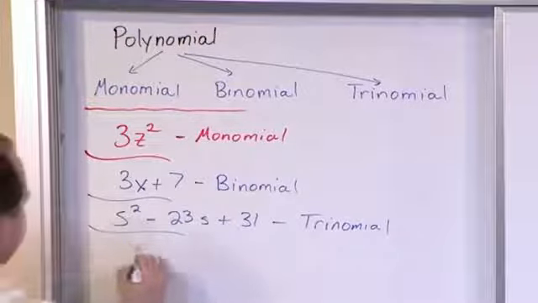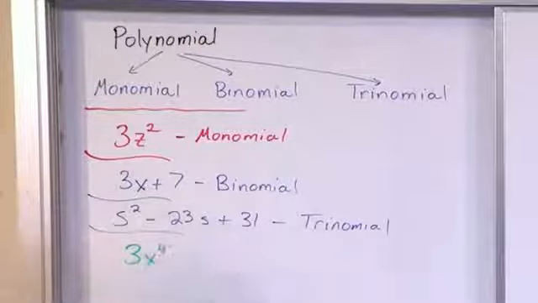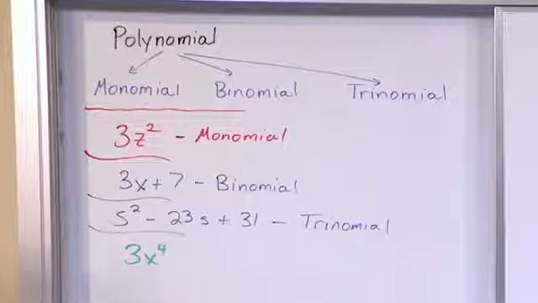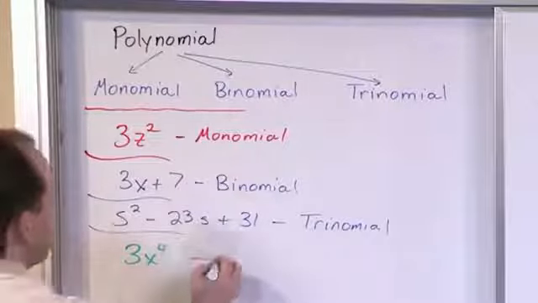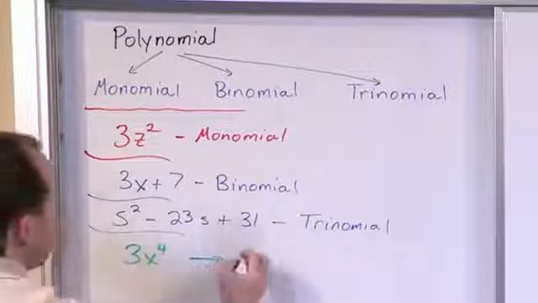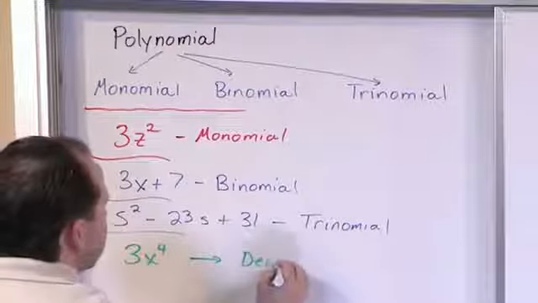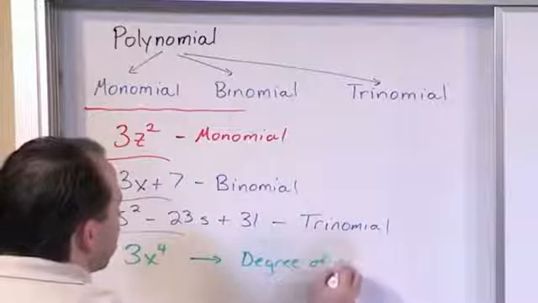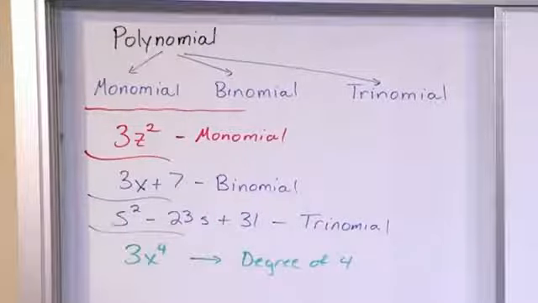What if you had 3 times x to the 4th power? And I ask you, okay, is this a monomial, binomial, trinomial? You should look at this now and say, well, this is a monomial. All right? But what if I ask you, what is the degree of this polynomial? The degree of a polynomial is basically the highest exponent present. So this guy would be a degree of 4 because it has an exponent of 4 there. So it's a very simple thing.